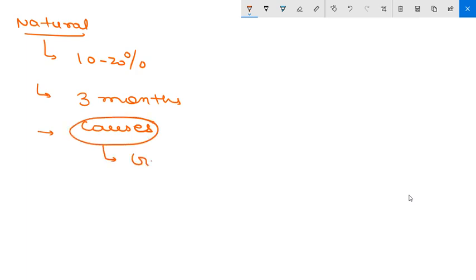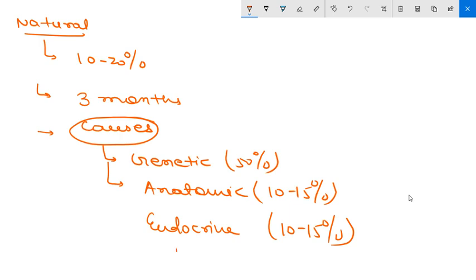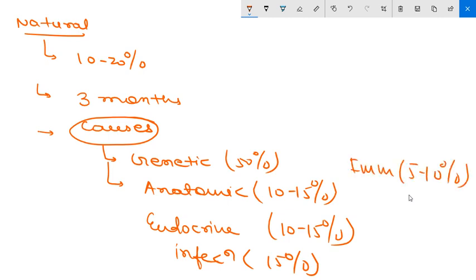The first cause is genetic, and genetic causes comprise 50%. The second is anatomic causes, which account for 10 to 15%. The third cause is endocrine, which accounts for 10 to 15%. The next is infection, which accounts for about 15%, and the last one is immunological, which is 5 to 10%. So these are the 5 basic causes behind natural abortion. I will discuss each of them.